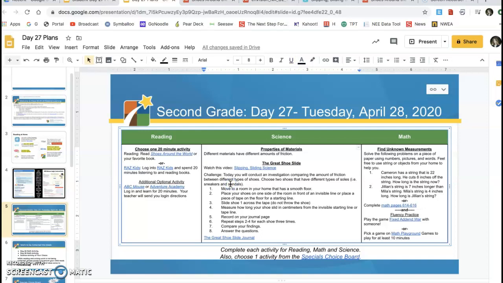So for the challenge today, students will conduct an investigation comparing the amount of friction between different types of shoes. So they will pick 2 different shoes that they have. It could be yours or theirs, with different types of soles. So I would highly recommend if they have a flip-flop to do something like that.